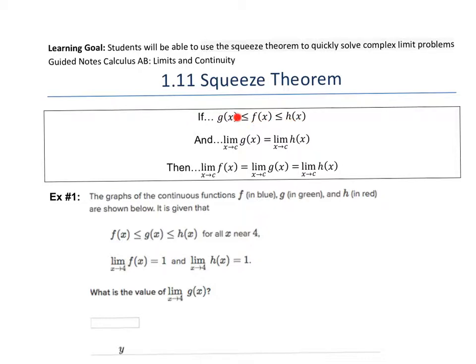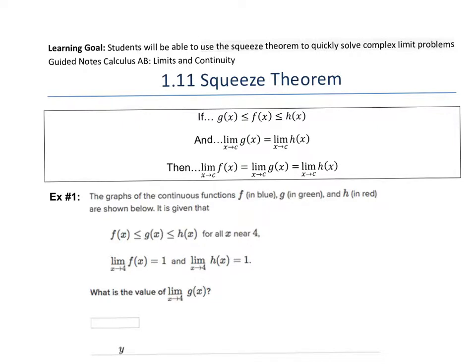But remember, the whole time, even though g is less than f and f is less than h, they also could be equal. So g could be equal to f and f could be equal to h. Well, if you get a situation where the limit of g and h at a certain point is equal to each other, then the thing in the middle, by squeeze theorem, has to be equal to those two limits as well.